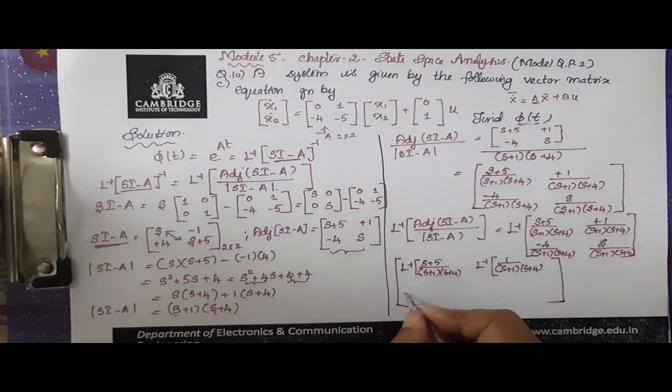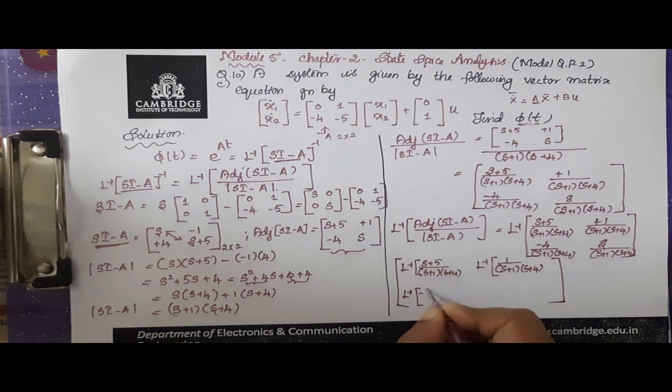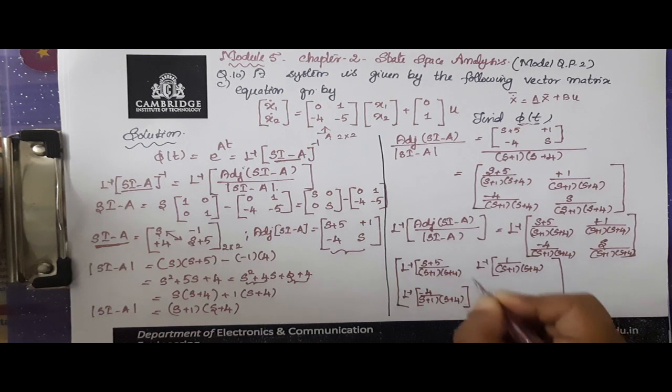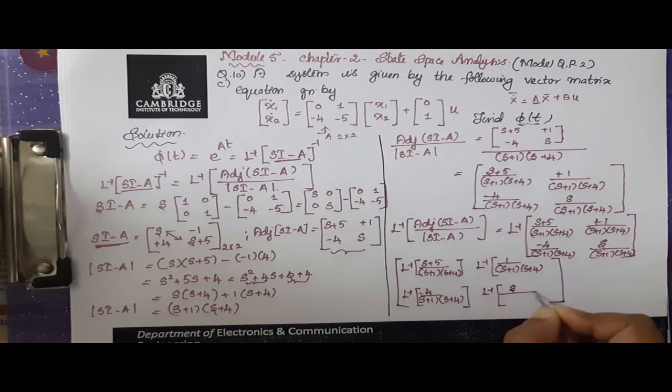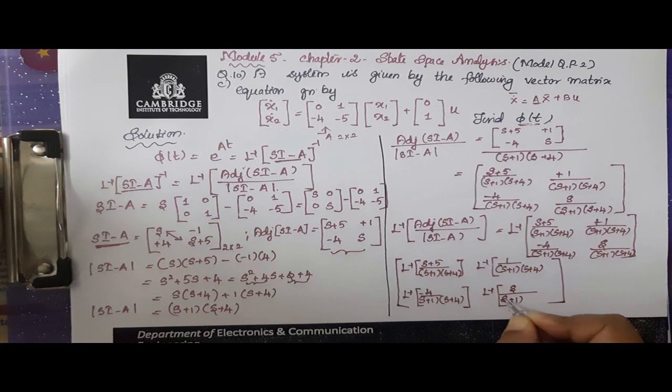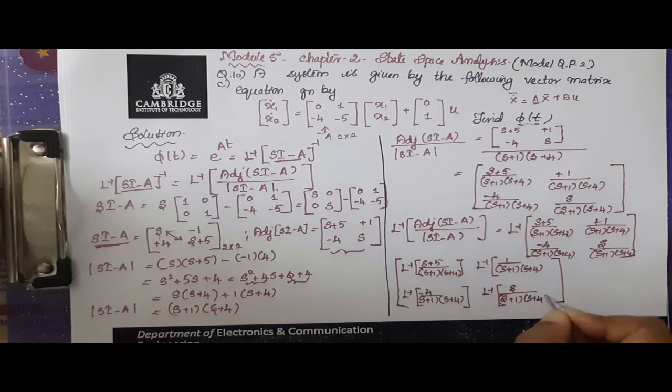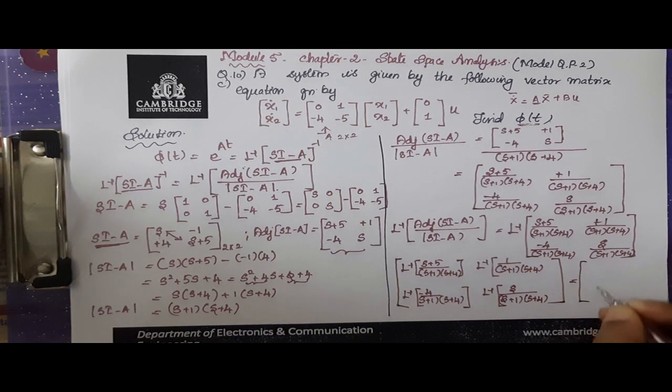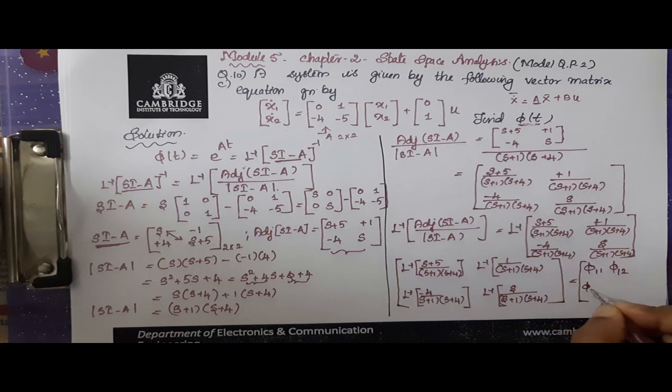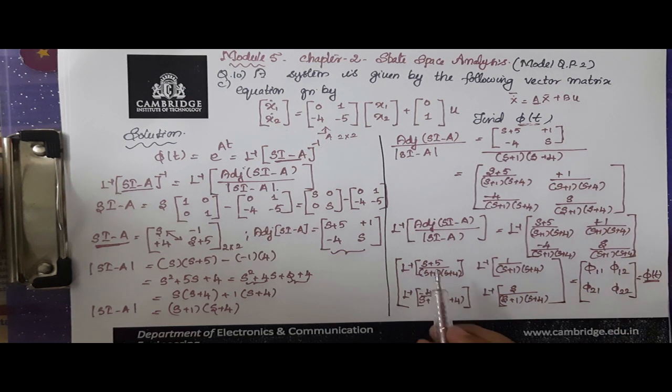Then L inverse of minus 4 divided by (S plus 1) into (S plus 4), followed by L inverse of S divided by (S plus 1) into (S plus 4). And I can write it as phi 1 1, phi 1 2, phi 2 1 and phi 2 2. This is nothing but phi of t.